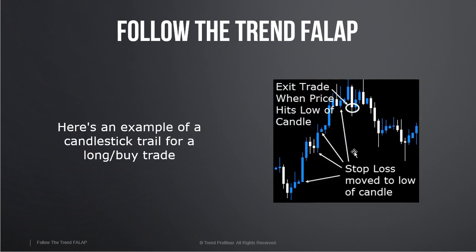So here's an example of a candlestick trail for a long buy trade. You can see that the stop loss will be moved to the low of the candle every time there's a consecutive candle in your direction. Here we can see that price wouldn't have actually been taken out until this bar here, this white bar, where price went below the last stop loss point, which would have been here. And again, there's more information in the user guide and the quick reference guide that may explain it, and will give you some more guidance on how to use these trailings.